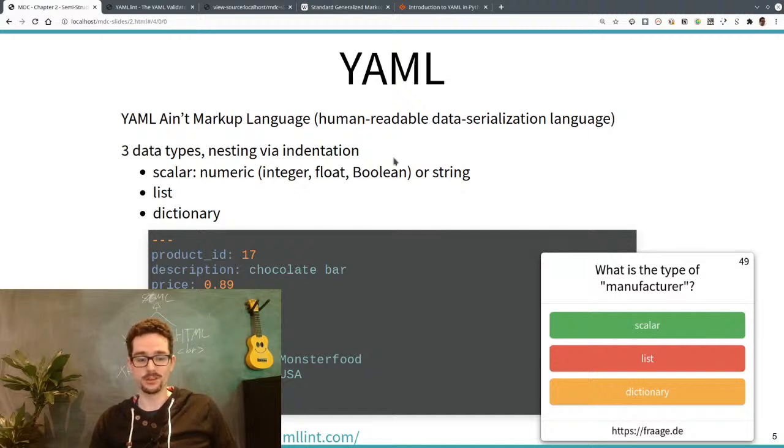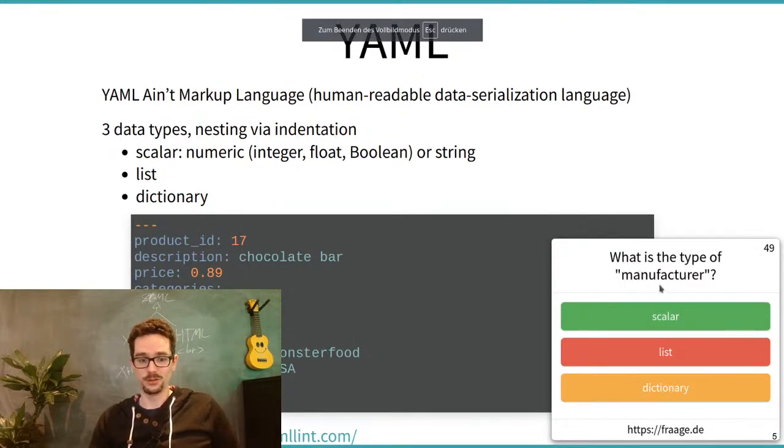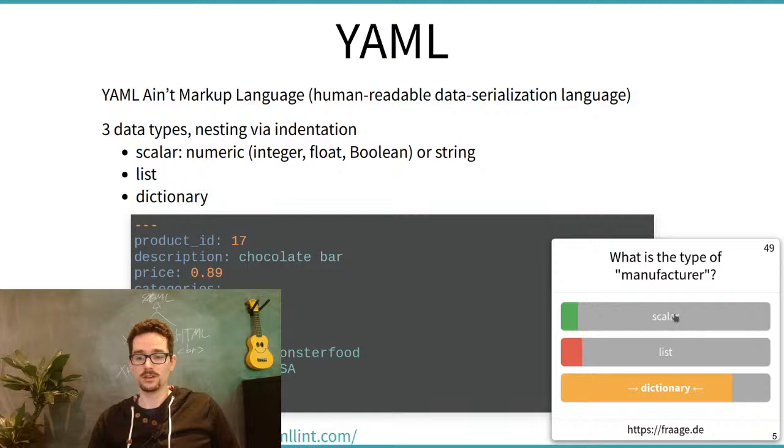Okay, I give you the answer for this manufacturer. It is a dictionary, of course. Why did you say scalar or list? Scalar means one value. So the opposite of scalar is complex.